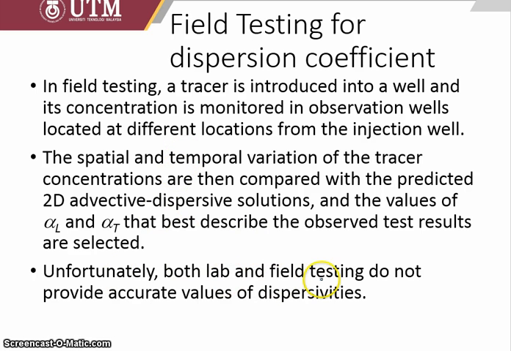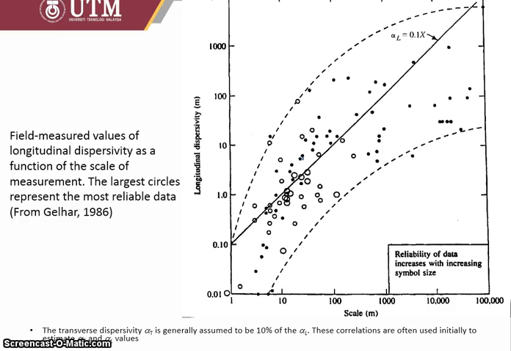However, both lab and field testing do not provide accurate values of the dispersivities because we don't really know what happened inside the ground. For the field testing, we can use observation wells to locate the contaminant at different locations, and from there we analyze how far the transport has occurred. This is an example of field-measured values of the longitudinal dispersivity as a function of the scale of measurement. So they plot some ideas of the alpha L.